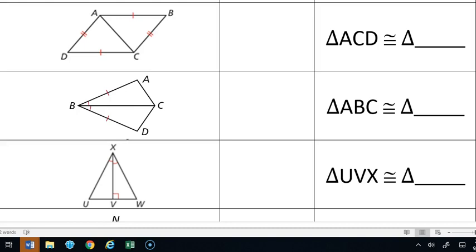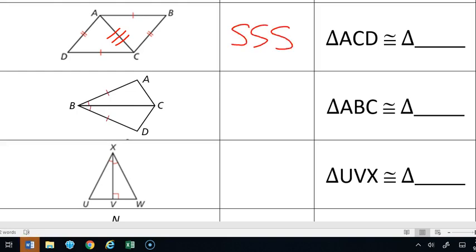On this next drawing, the first thing we need to do is mark the shared side. So we're going to do that first. Then hopefully you guys can see that this is side, side, side. That's why the triangles are congruent. And then we need to write our statement, triangle ACD is congruent with what triangle? And on this one, triangle ACD is congruent with CAB. Now I'm going to talk to y'all about another way that I can determine that, okay?